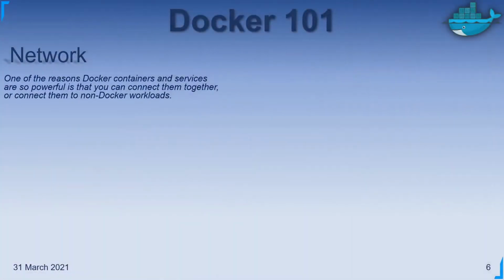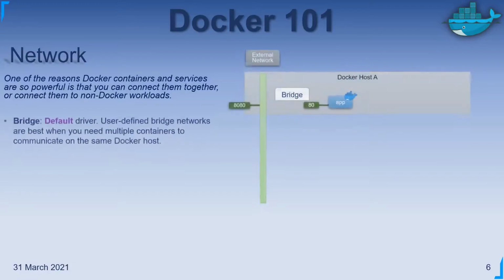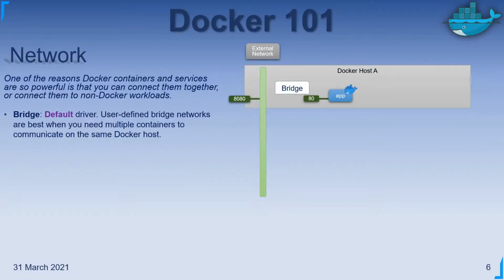The next Docker object is Docker networks. Networks enable communication between Docker containers and services, or with other non-Docker workloads. There are 5 types of network drivers which are shipped along with Docker Engine. Bridge is the default driver and is useful to communicate between multiple containers within the same host. It also provides the possibility to access containers via ports from an external network.